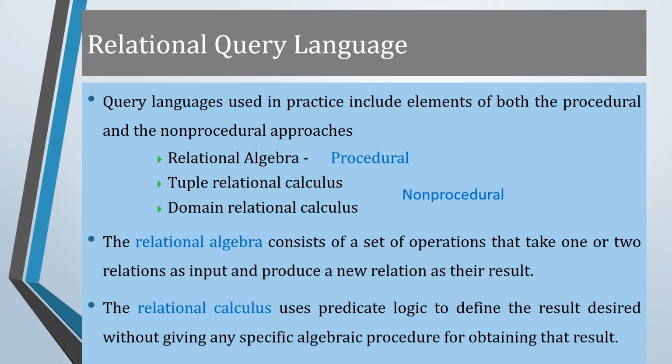The tuple relational calculus and domain relational calculus use predicate logic for defining the desired result without giving any specific algebraic procedure for obtaining it. And that's why it is a non-procedural language. It specifies only the desired result without specifying the procedure for computing the result.